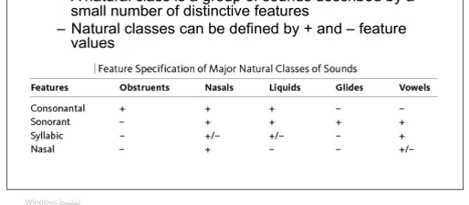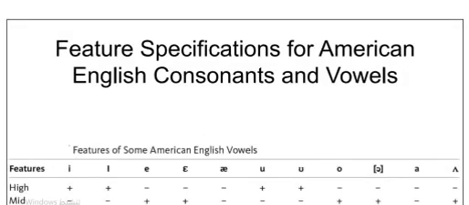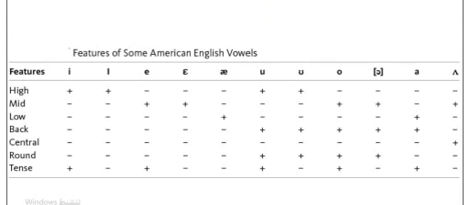Okay, continue. In the following slide we have another figure. In this figure we look at consonantal, sonorant, syllabic, nasal. Here we have some major natural classes of sound specification: obstruents, nasals, liquids, glides, vowels. We don't have to check this in detail, but we will look into the details. Here we have features of American English vowels.